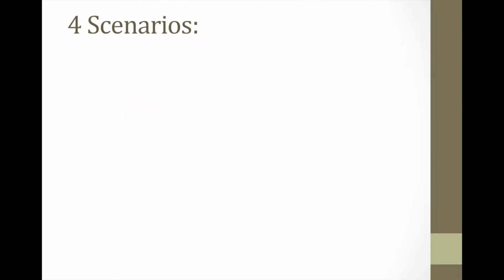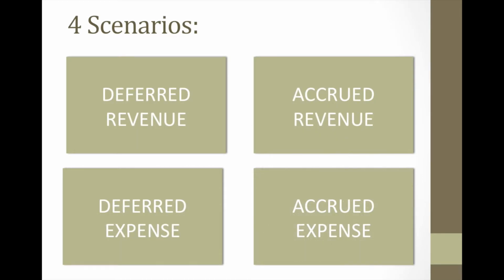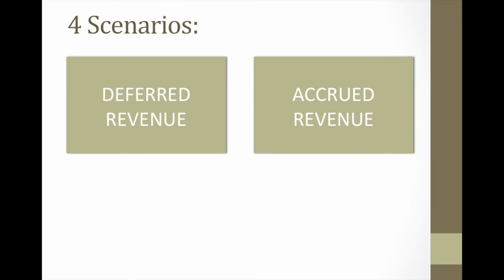There are 4 types of scenarios concerning adjusting entries: deferred revenue, accrued revenue, deferred expense, and accrued expense. In this screencast, we'll be talking about deferred revenue and accrued revenue.